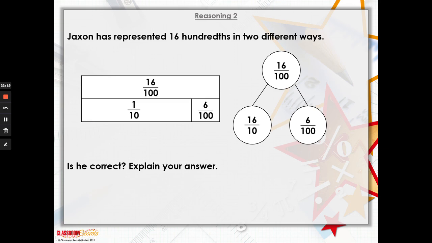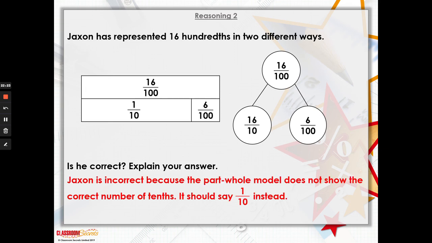Okay, we're back. So are you ready for the answers? Here they are. So Jackson is actually wrong. He's incorrect because the part whole model does not show the correct number of tenths. It should say 1/10 instead. So looking at the bar model, this is fine. He's managed to do it into 1/10 because, well, 1/10 is right here. And these are my hundredths because remember, squiggle out the 1, I have 6 hundredths, and that's fine. So he's done 1/10 and 6 hundredths.